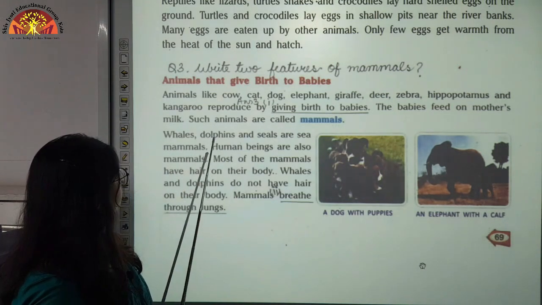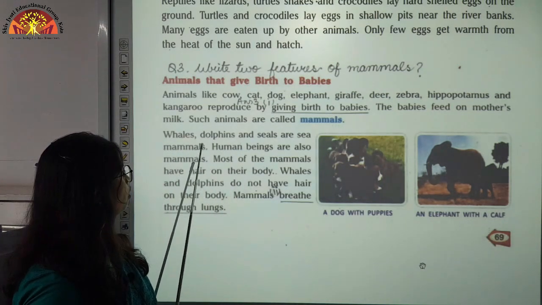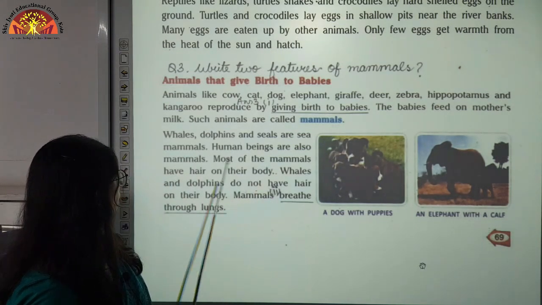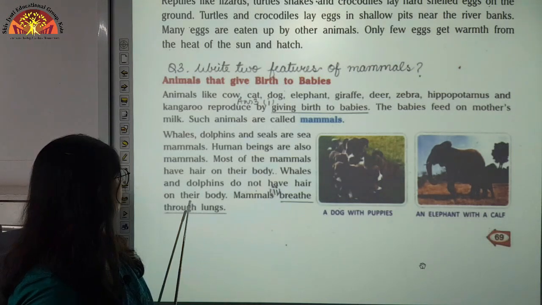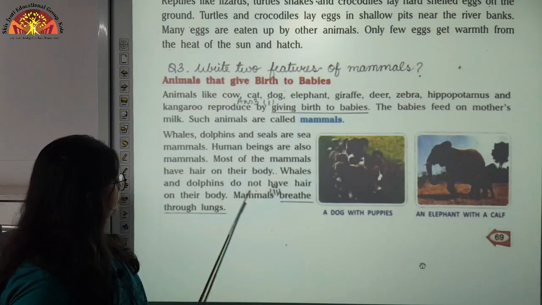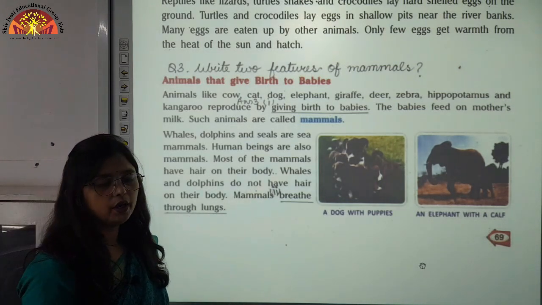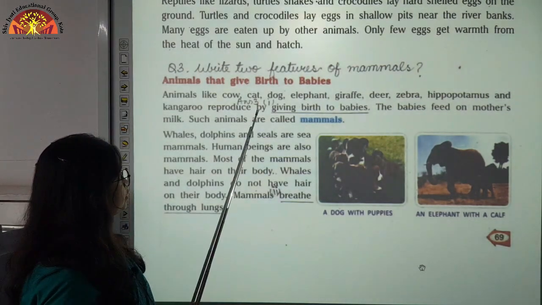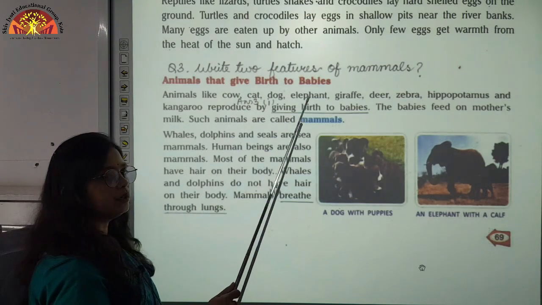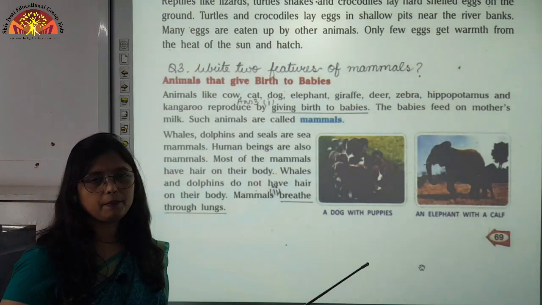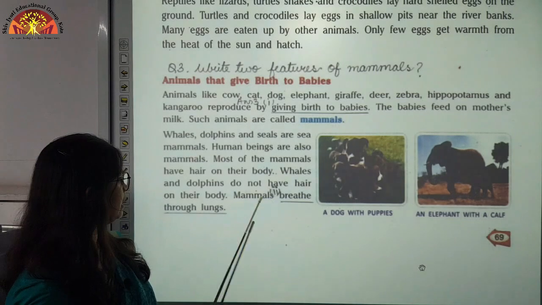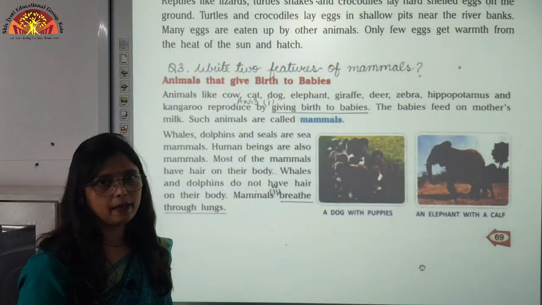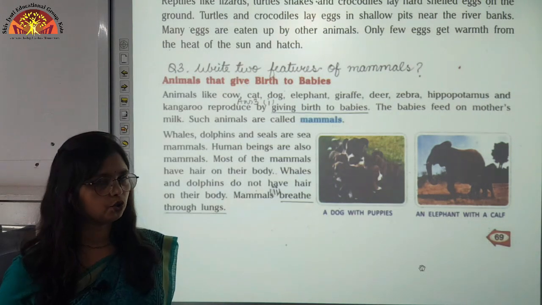Now whales, dolphins and seals are also mammals. Most of the mammals have hair on their body. Whales and dolphins do not have hair on their body. Mammals breathe through the lungs. So here we have studied two characteristic features of mammals. First of all, they reproduce by giving birth to babies. They feed the babies with their own milk. And secondly, they breathe through the lungs. Okay, because most of the mammals live on land, so they breathe through lungs.